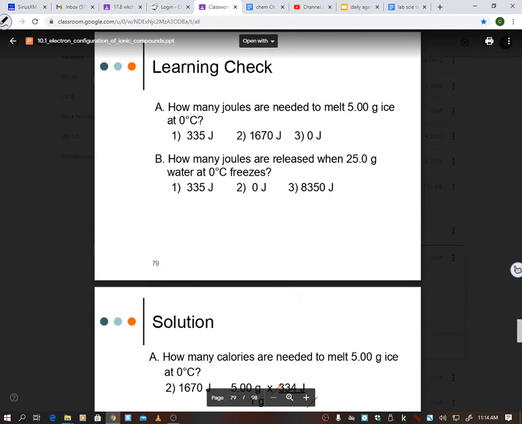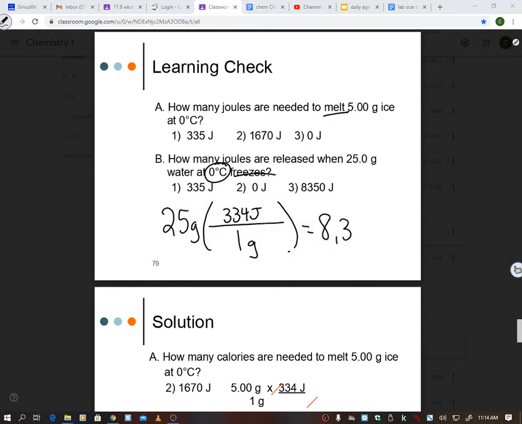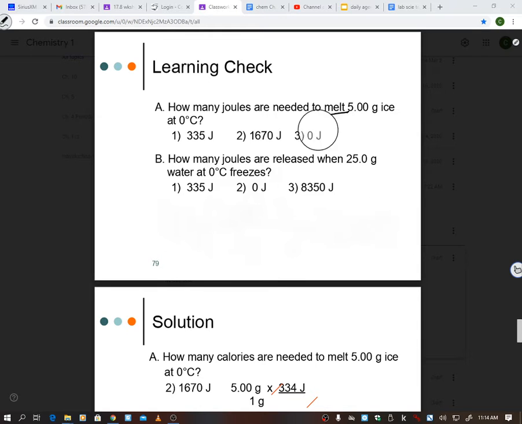On B, it says how many joules are released when 25 grams of water at 0 degrees freezes. Once again, you can see where we're melting, we're freezing, but the big thing is that we are at 0 degrees Celsius. So 25 grams, I know that 1 gram is 334 joules. So that is going to be 25 times 334, and that is 8,350 joules of energy to get 25 grams. And I'll measure some of these out in class so they can see exactly how much water this is. And we'll give them an idea of like, okay, well, how much energy do we think that will be?